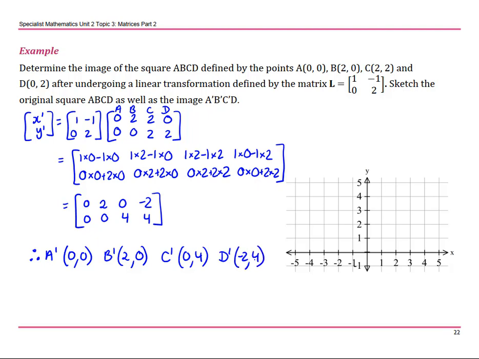negative 2, 4. It asked us to sketch, so our original, we've got A, B, C, and D. So that's our original square. Our transformed 0, 0, so image of A is where A was. 2, 0, image of B stayed the same. 0, 4 is the image of C, and negative 2, 4 is the image of D. So as you can see, we've gone from a square to a parallelogram. So it has actually changed the shape.